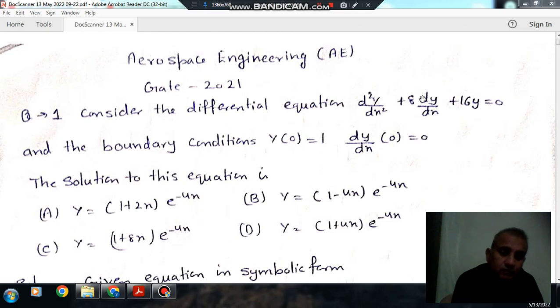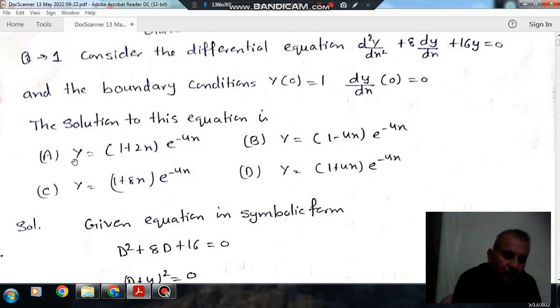In this session, we'll solve the GATE 2021 Aerospace Engineering paper. Question number 1: consider the differential equation d²y/dx² + 8 dy/dx + 16y = 0 and the boundary conditions y(0) = 1 and dy/dx(0) = 0. The solution to this equation is option A, y = (1 + 2x) e^(-4x).